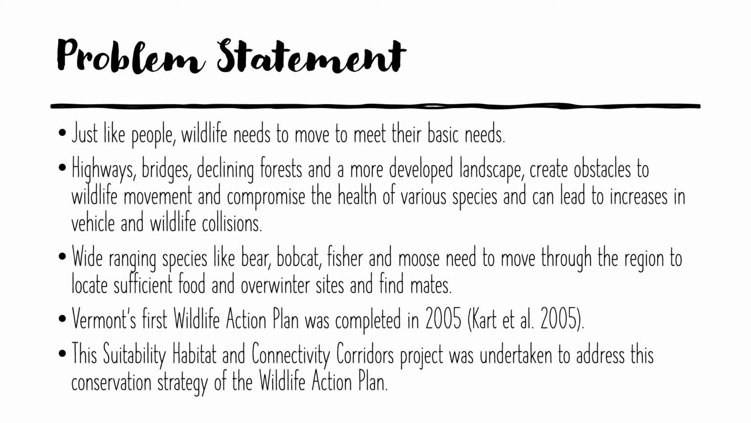Vermont's first wildlife action plan was completed in 2005 with the priority to identify the existing forest blocks and associated linkage that allow the movement of the species in response to climate change. This model was undertaken to address exactly the conservation strategy of the Wildlife Action Plan.